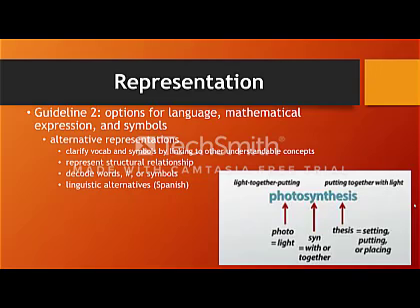And this helps explain how photosynthesis is the action of taking light and putting together compounds in order to create energy.